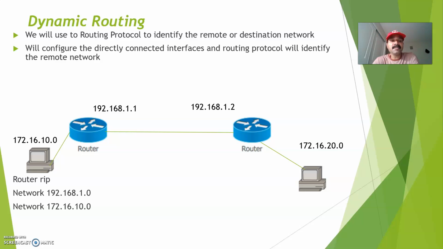And the disadvantage is, since we are using the routing protocol to identify the remote or the destination network, it is going to consume CPU and processor. So that is the disadvantage of dynamic routing. And the advantage is, using this routing protocol, we can easily identify the remote or the destination network. And in dynamic routing, we only have to configure the directly connected interfaces.